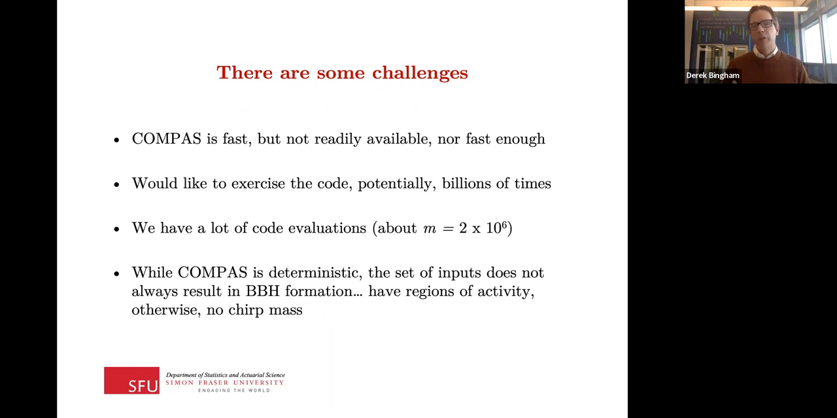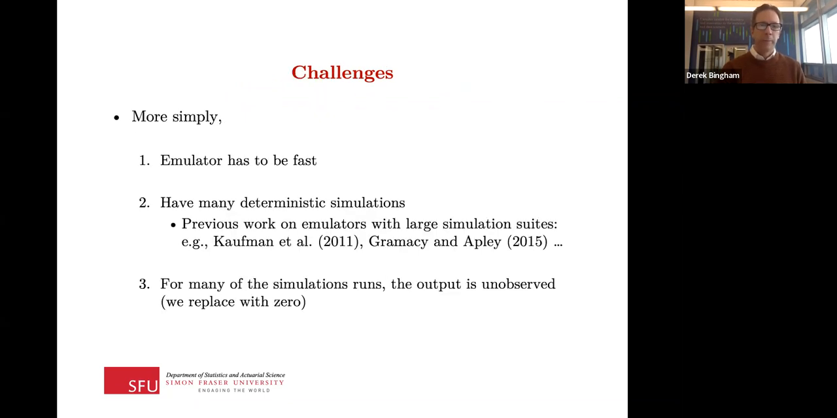And so there are going to be regions of the input space where there's activity, and regions of the input space where there's none. For instance, if the masses of the two initial stars, the primary and the secondary, are too small, they're not going to form black holes. And if they don't form black holes, then you can't observe a binary black hole merger. So that makes it a bit more challenging. There are regions of input space that are active in the sense that we observe a chirp mass, and others where we will not.